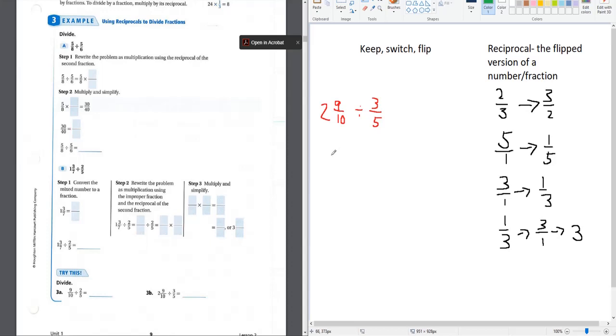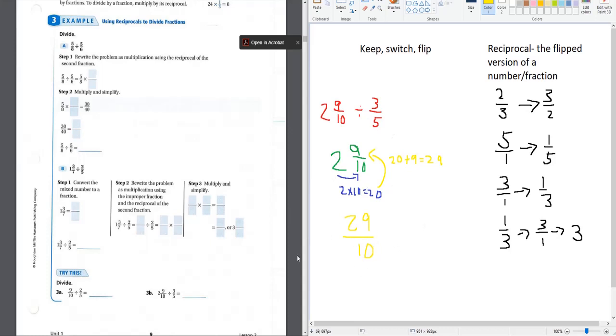To turn something into an improper fraction, let's say 2 and 9 over 10, what you're going to do is multiply the whole number and the bottom number. So this would be 2 times 10 equals 20. Then you're going to take that number and add it to the top. So 20 plus 9 equals 29. So 2 and 9 over 10 is actually 29 over 10. They have the same value. The only difference is just the way they look.